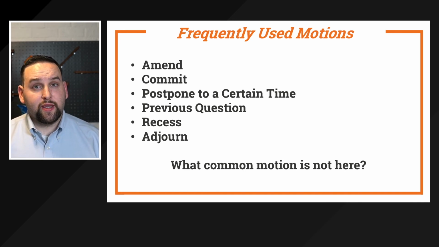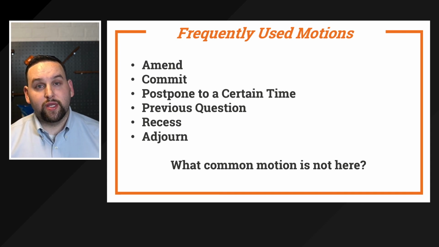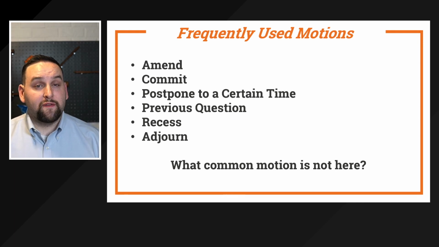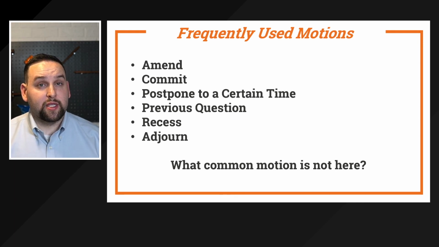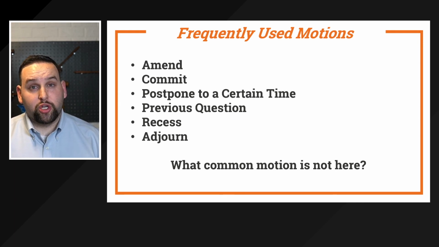The next one is recess. If the assembly needs a very short break or time to readjust or use the restroom or do anything in a very short time, they can adopt a motion to recess. And this can also often be adopted by unanimous consent. If the presiding officer or chair of the committee or board or whatever, the assembly determines that more than likely no one's going to object, he or she can simply say, if there's no objection, we'll take a 10-minute recess.